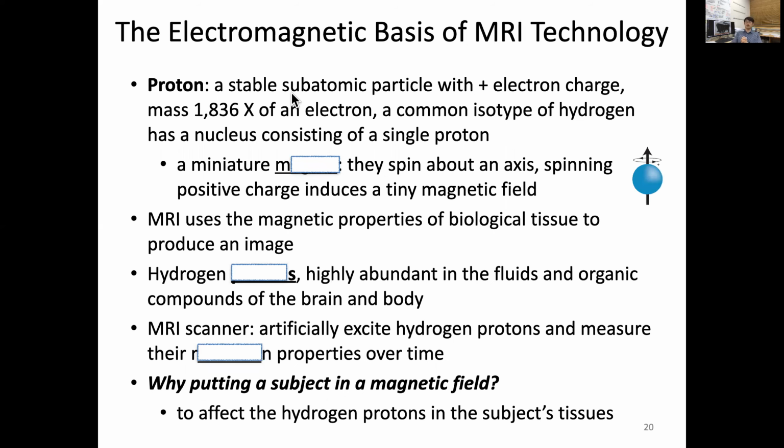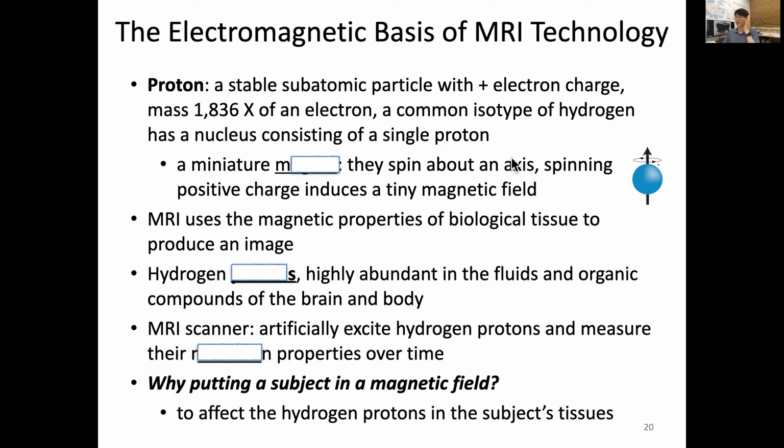So I'm going to discuss the electromagnetic basis of MRI technology. As I said, the hydrogen atom's proton is a stable subatomic particle with positive electron charge. So it's a hydrogen ion. Its mass is 1836 times that of an electron. That's a common isotope of hydrogen, and it has a nucleus consisting of a single proton.